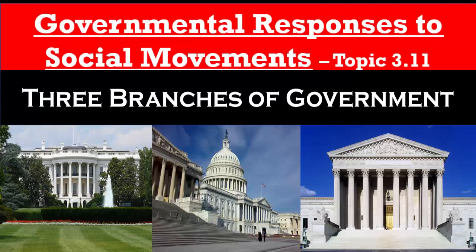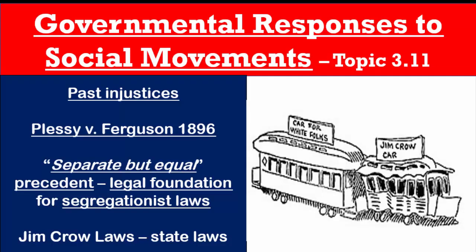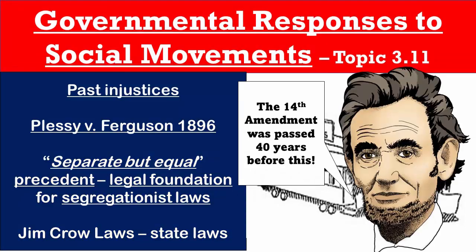Finally, we're going to finish up this lesson by quickly looking at an overview of governmental responses to social movements and equal protection. And historically, the government has had a mixed response. The SCOTUS case of Plessy versus Ferguson in 1896, which you probably learned about in APUSH or some other course, established the legal precedent nicknamed separate but equal, which basically legalized segregation and paved the way for states to pass segregationist legislation, often referred to as Jim Crow laws. And this was around 30 years after the 14th Amendment's Equal Protection Clause was passed. It was just being ignored.